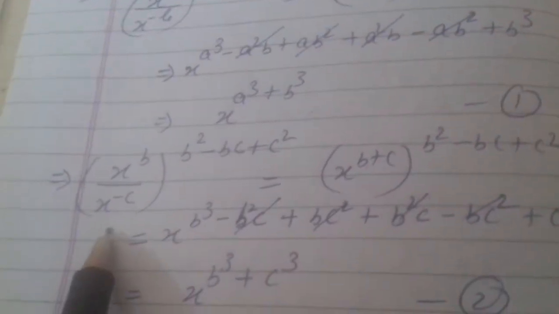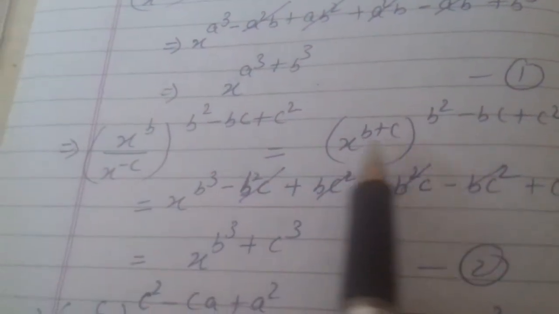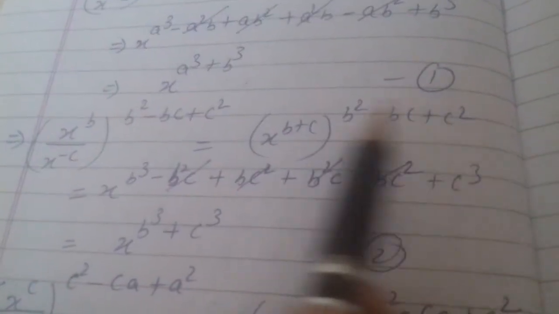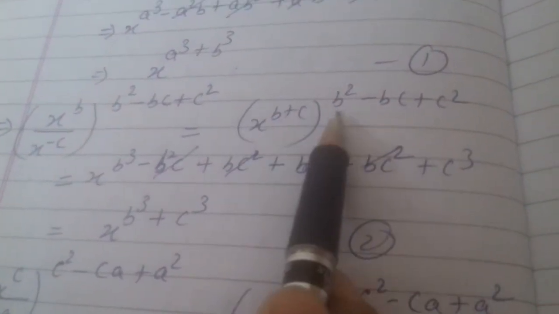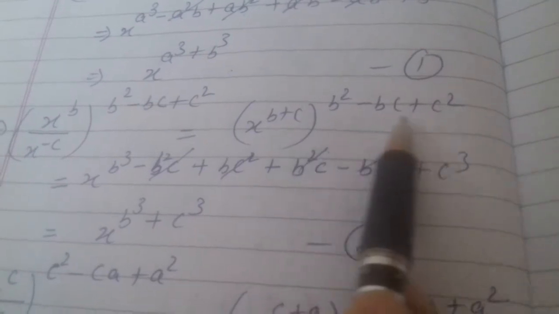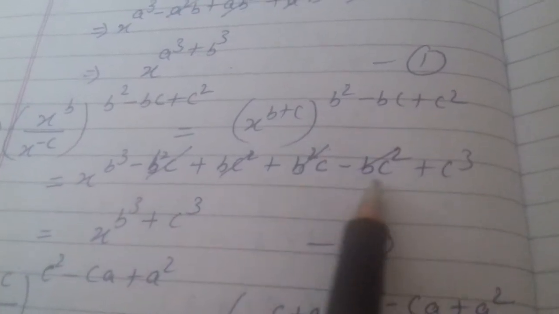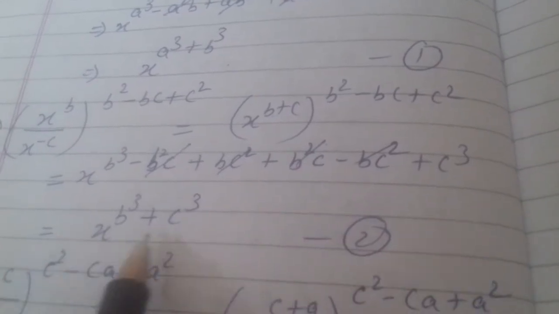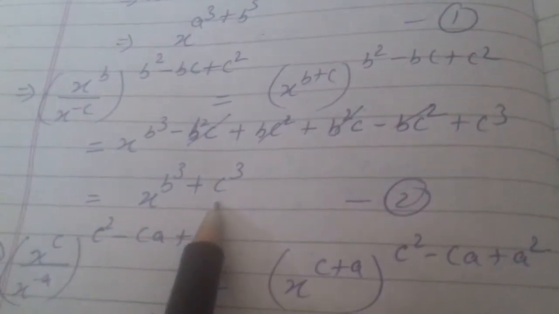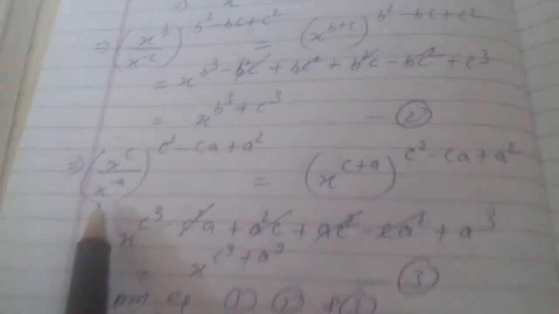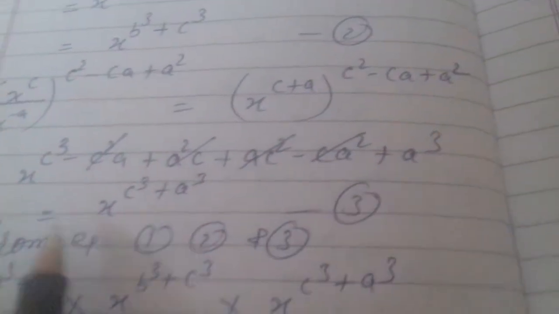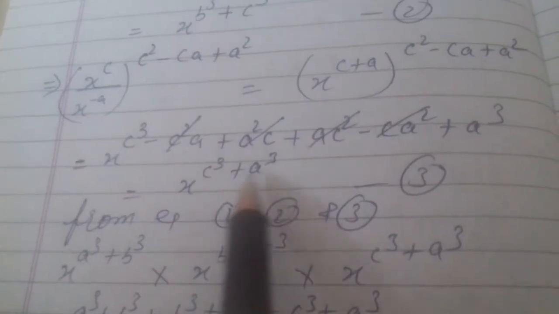Now second part of the question, how can we write this? It will be x power b plus c. Outside the power is same. Same way we will multiply. First b will multiply with all the terms, then c will multiply with all the terms. You will get this, and the terms which can be cancelled, that will cancel, and we are left with x power b cube plus c cube.